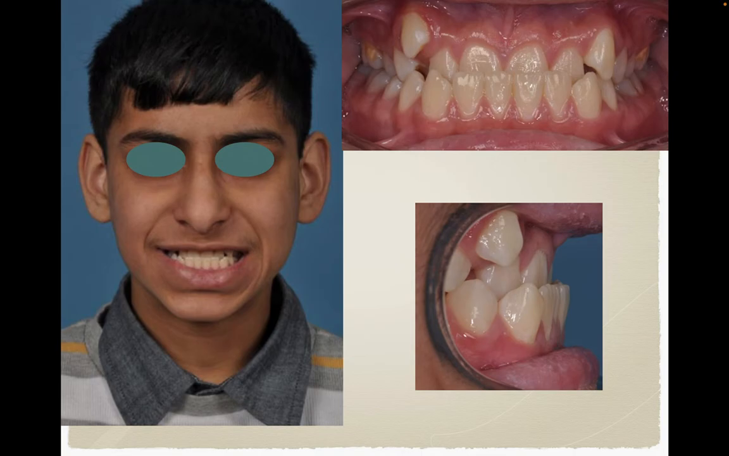However, whenever you have a class 3 and you have a little bit of crowding in the upper arch that needs to be resolved, we can go for extraction of the lower 4s and upper 5s. That will help us to control the overbite.